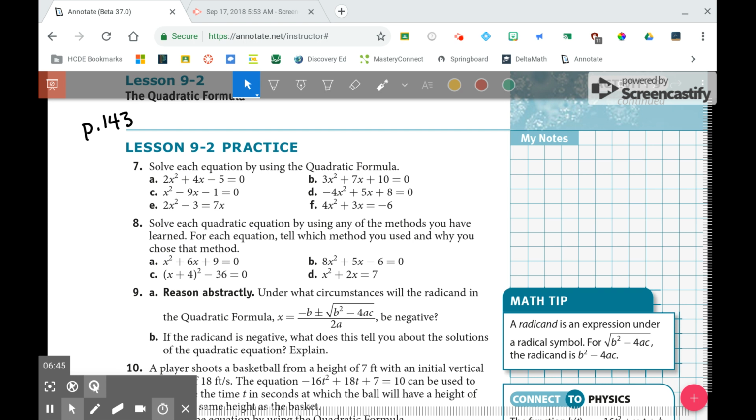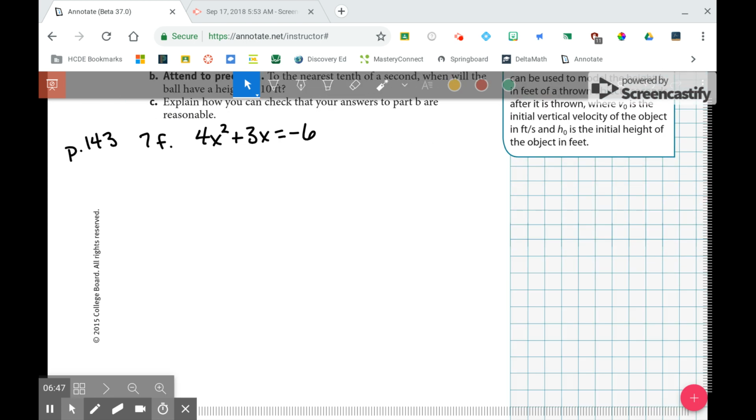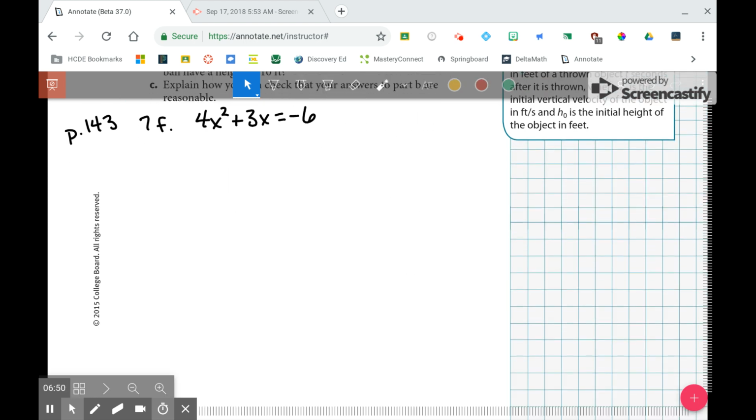So this problem's coming from page 143. I'm going to write it here at the bottom. So we're going to look at problem 7F. So we have 4x squared plus 3x equals negative 6. So we could do completing the square, but in this problem, I just want to stick with the quadratic formula. So first thing we need to do to use the quadratic formula, our equation needs to be in the form ax squared plus bx plus c equals 0.